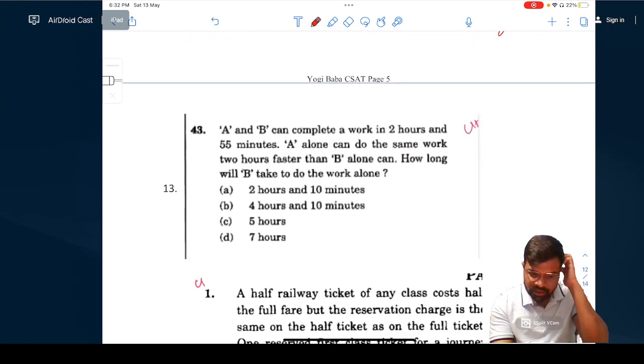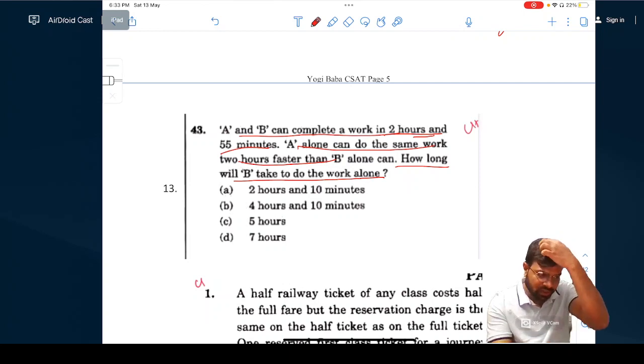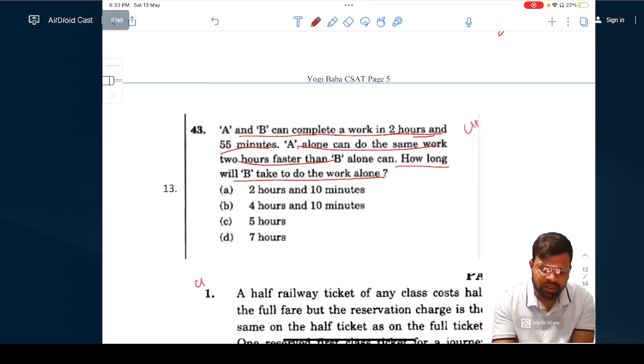13th question. A and B can complete a work in 2 hours 55 minutes. A alone can do the same work 2 hours faster than B. How long will B take to do the work alone? See, this question I want to tell you with a different approach.